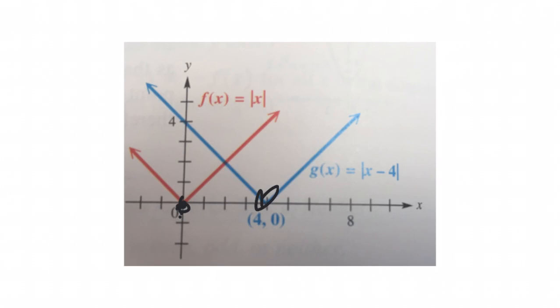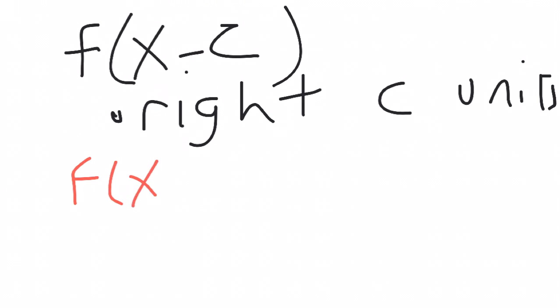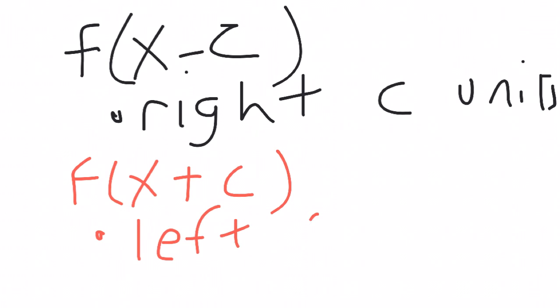And this leads us into what we're going to talk about next, which is, in general, what happens when you subtract something from the x. When you're subtracting from inside the parentheses or inside the absolute value or whatever, that actually means you shift right c units. And whenever you're adding to the x inside the parentheses or inside the absolute value or whatever, that actually means that you're going to the left c units.